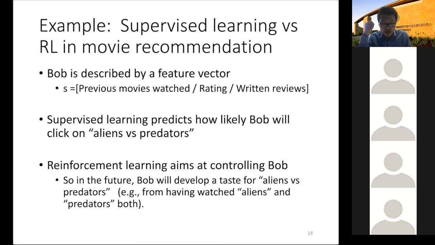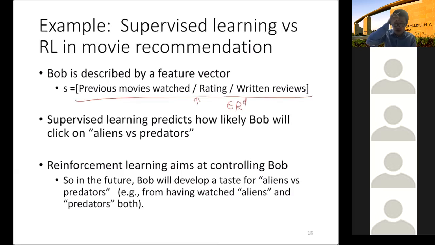And once you collect all this information together, you can process this into, say, a feature vector in R^D. So what supervised learning does is to jointly learn a model so that you can take Alice's feature, also in R^D, and predict whether Alice is likely to click on this recommendation, Aliens versus Predator. Alice might have never seen either Alien or Predator, so she might not be interested in this movie at all, which is likely to be described by this feature vector. So supervised learning is going to be able to predict accurately in this case.